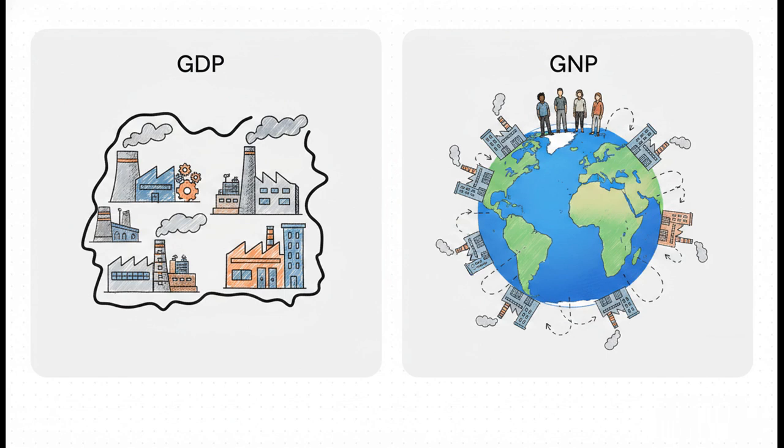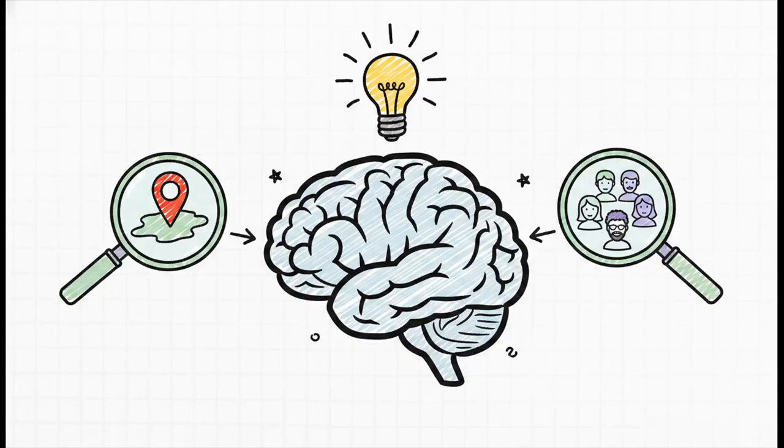If it's sitting on U.S. dirt, it's GDP. Gross national product, or GNP, on the other hand, is the total value of goods and services produced by U.S. citizens and companies, regardless of where they are in the world. It's all about ownership.